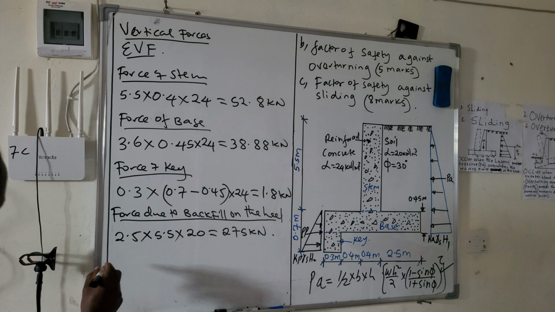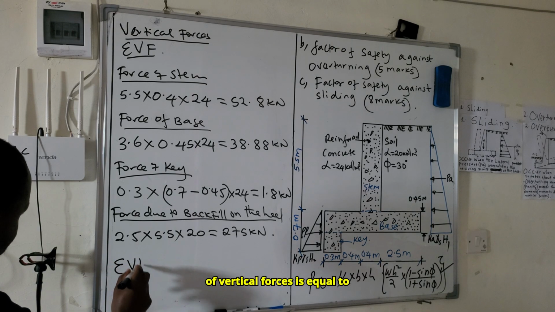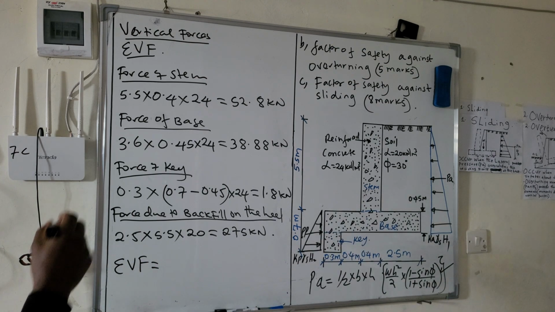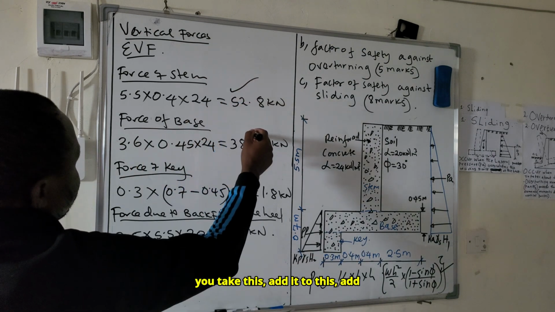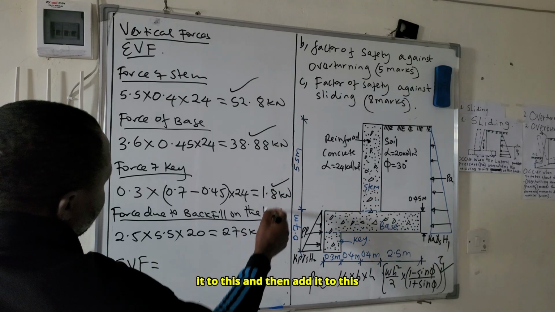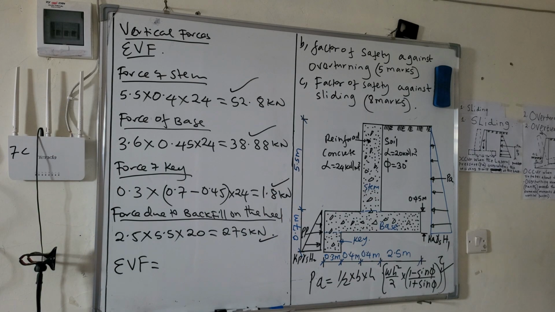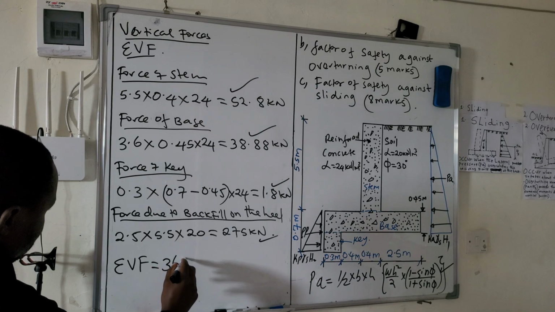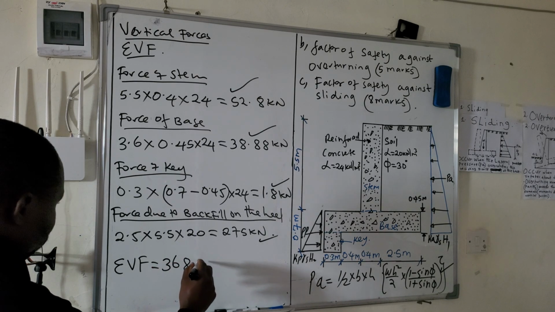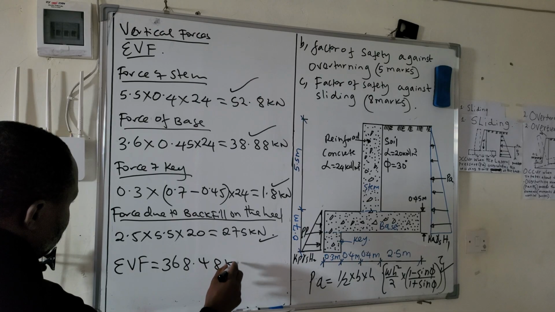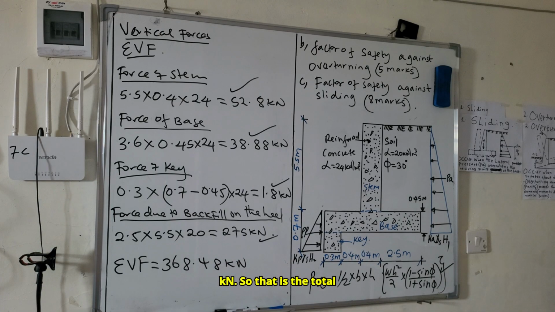So the summation of vertical forces is equal to, you take this, add to this, add to this, and then add to this, and you will get 368.48 kilonewton. So that is the total vertical force.